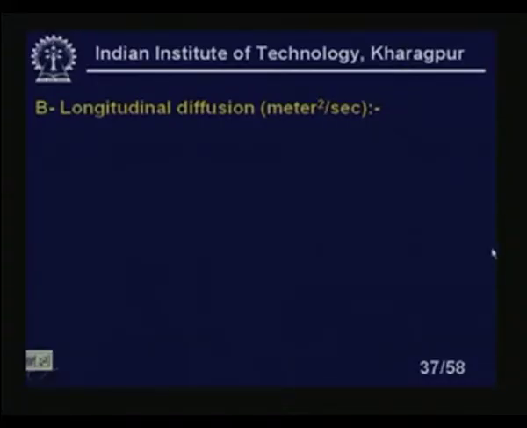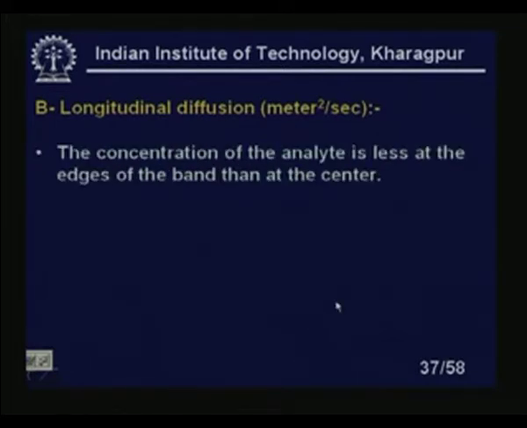Longitudinal diffusion, this is again the problem. We are always talking about lateral diffusion, but we also have longitudinal diffusion, which is in meters squared per second. The concentration of the analyte is less at the edges of the band than at the center.